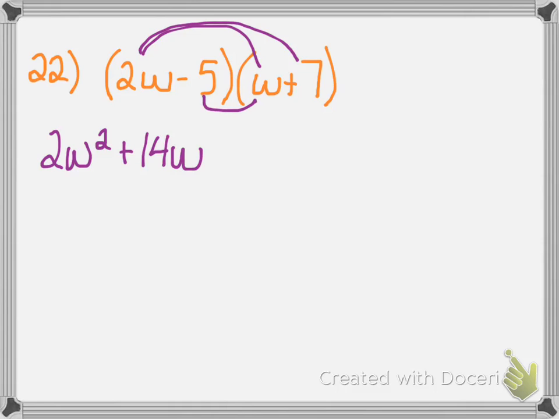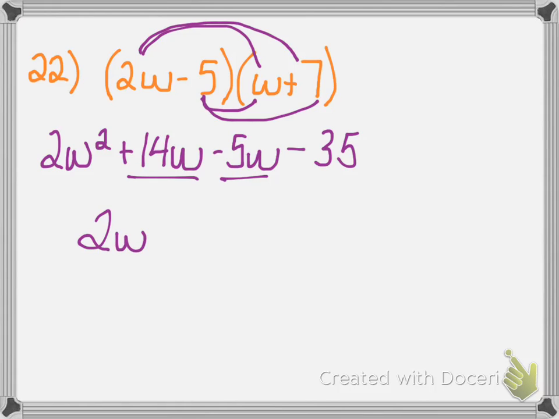Then you do negative 5 times w. Negative 5w. And then the last is negative 5 times 7, which is negative 35. Before you're done, you need to combine like terms. So you have 2w squared. 14 minus 5 is 9w. And then minus 35. And that's your final answer.